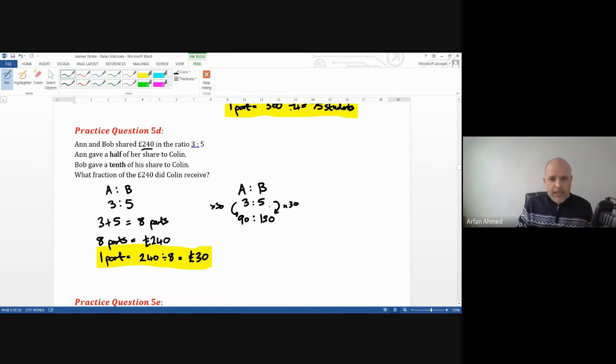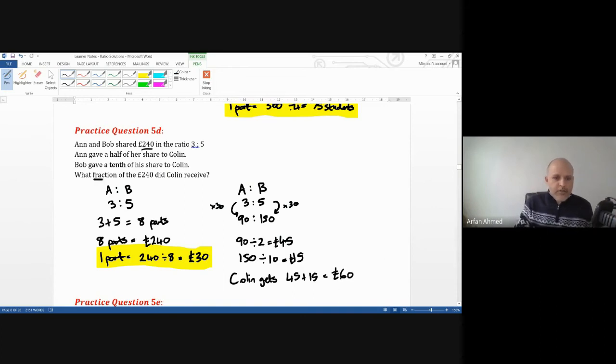Anne gives half of her share to Colin. So Anne gives half of that to Colin, so Colin gets £45 from Anne. And Bob gave a tenth of his share. So we need a tenth of 150, which is £15. So Colin gets 45 plus 15, which is £60.